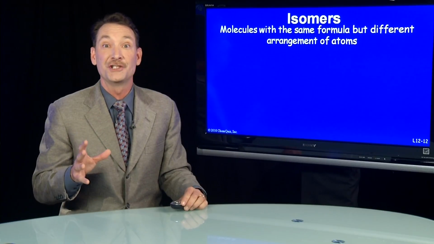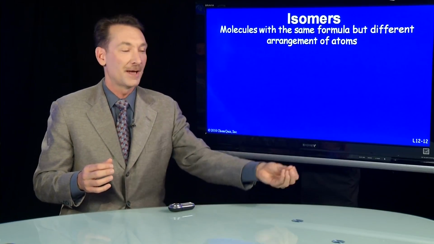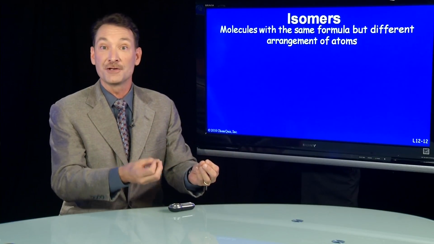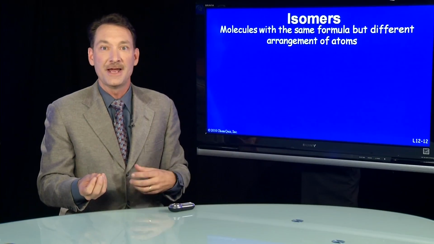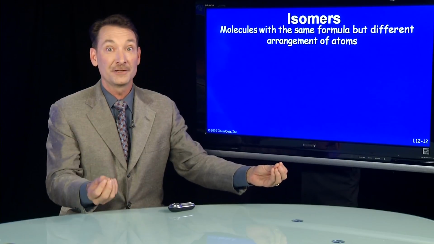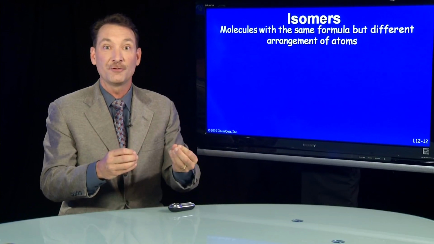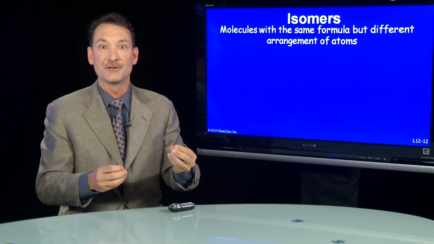As we talk about molecular geometry, we're going from a chemical formula to a Lewis structure to getting some steric numbers to a molecular geometry. Now, chemical formula and molecular geometry are not uniquely paired. That is, you can have chemical formulas with different molecular geometries.